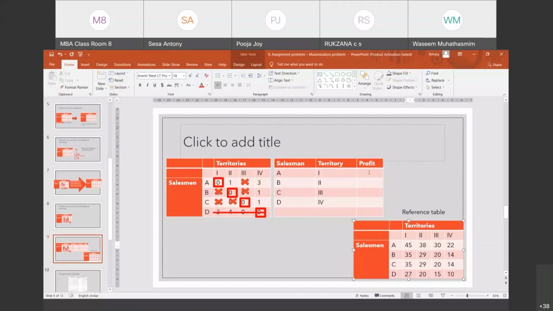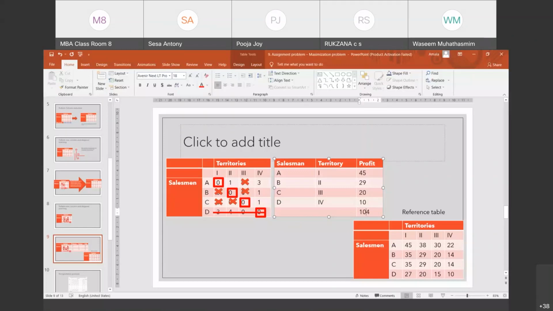What is the profit if A goes to territory 1? Profit is 45. Okay, B goes to territory 2. What's the profit? 29. If C goes to territory 3, what is the profit? 20. If D goes to territory 4, what is the profit? The profit is 10. Now add and tell me what the value is. 104. 104 will be the value.